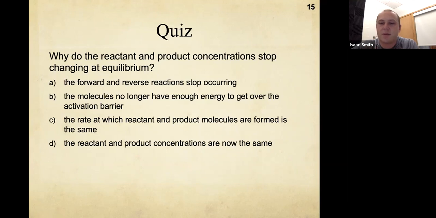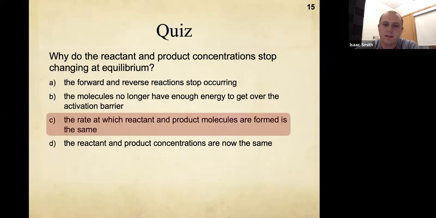And the reaction is happening, right? Even at equilibrium. The rate at which reactant and product molecules are formed is the same. That's true, right? So at equilibrium, that rate is the same. And since the rate is the same, the concentration remains constant. So C would be the correct answer. D says the reactant and product concentrations are now the same, which again, that's not true at equilibrium. The concentrations don't have to be the same. It's just the rate that remains the same.